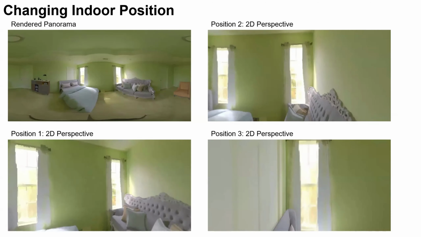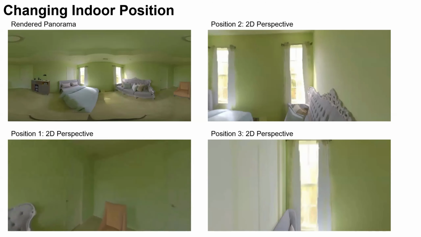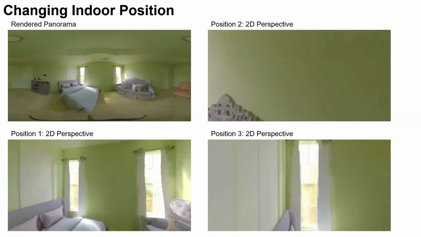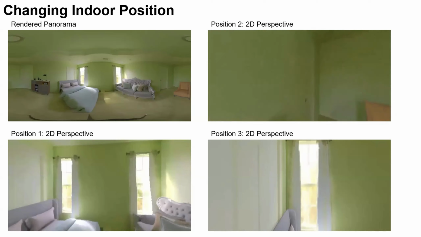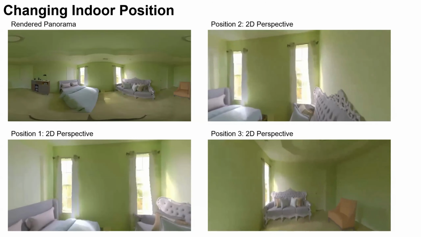For example, the 2D perspective in position 1. And the 2D perspective if we move closer to the couch. And the last one, if we move closer to the bed.